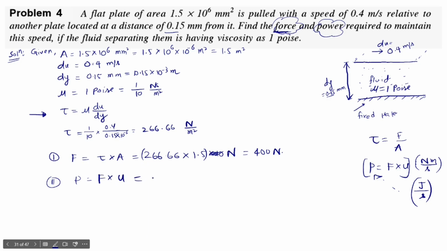Here the value of force is already calculated as 400, and the velocity is also known to you, which is 0.4, right? So 400 into 0.4 will give you 160.